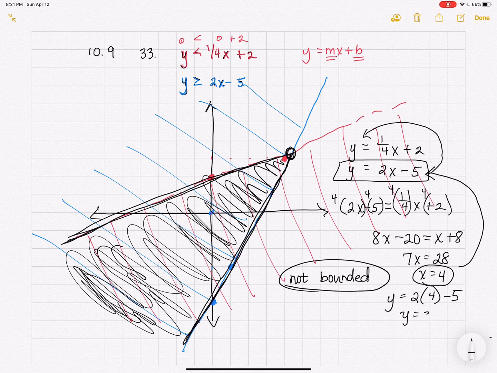And like I said, you might could have just looked at your graph and been able to tell that this vertex was 4, 3. But in case you can't, you have to set up a system and solve it, just like we did in the earlier sections.